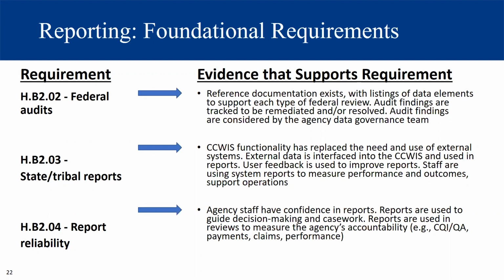Ways the agency would typically demonstrate evidence would be with reference documentation such as report inventories, catalogs, listings of data elements to support each type of federal audit or review, such as Title 4E reviews and the Child and Family Services review. So good discussions for the agency in identifying evidence would be who keeps track of reports needed to satisfy audit reviews, and who, person or team, maybe is responsible for improving agency practice and reports when audit findings arise. Do audit findings get considered by the agency data governance team to consider for improvements?